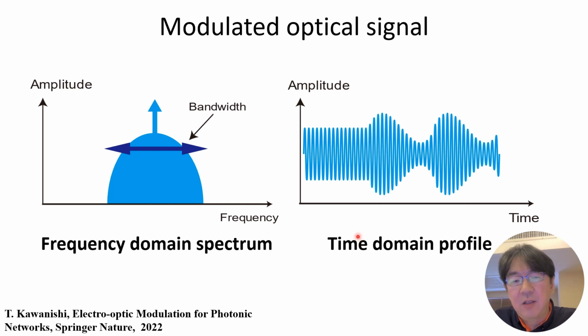If we look at the modulated signal in the time domain profile, we can get a complicated waveform like this. But it's not easy to get the useful information from the time domain profile because the waveform is very complicated. So we often use the frequency domain spectrum to understand the modulated signal.